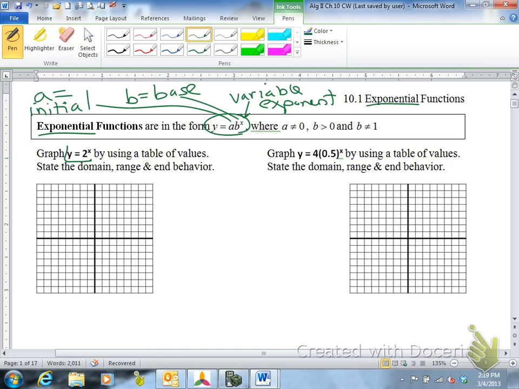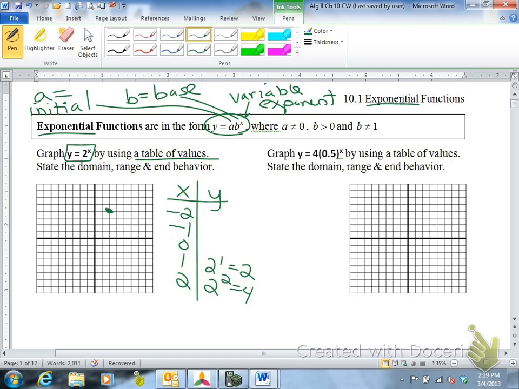So to graph one of these, you just use a table of values, make an XY table, and you pick a couple x values. We could pick -2, -1, 0, 1 and 2. And you're going to plug them in to the 2 to the x. So I'm going to work backwards. You have 2 to the 2, which is 4. That would be this point right here. And then you have 2 to the first, which is 2, which is 1 comma 2, right there.